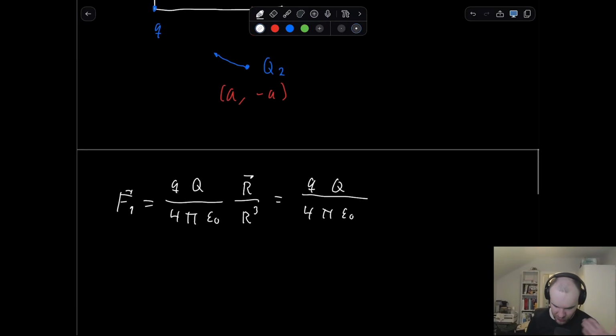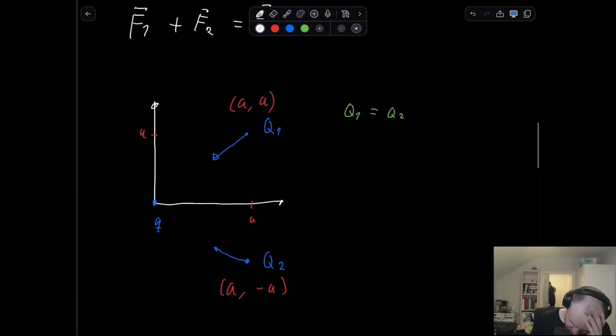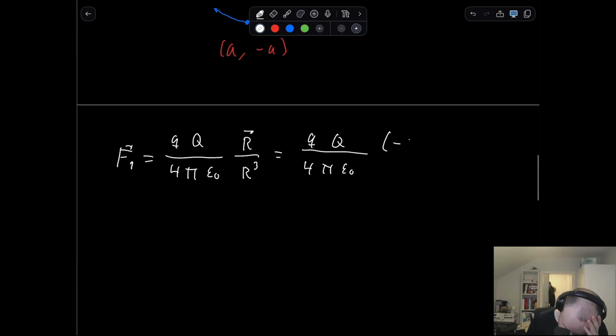And of course, the R vector is pretty easy. It's just the opposite way. So I have to get to there, and if I want to get to there, I have to go minus A and minus A. So this is just minus A and minus A, like that. And R cubed, that's pretty nice. That's very neat. That's just 2A.